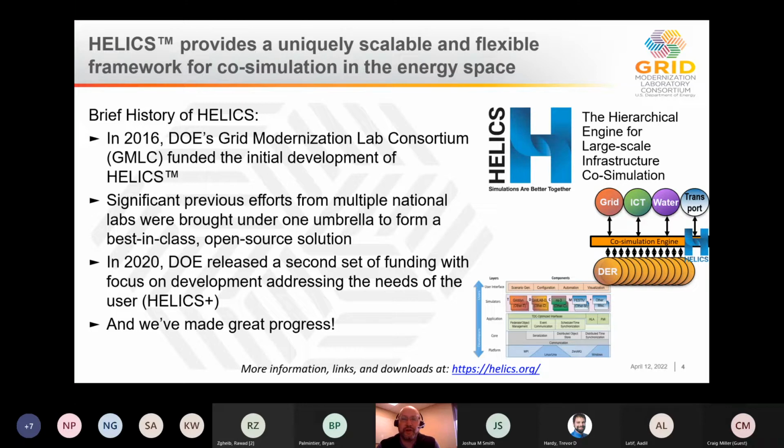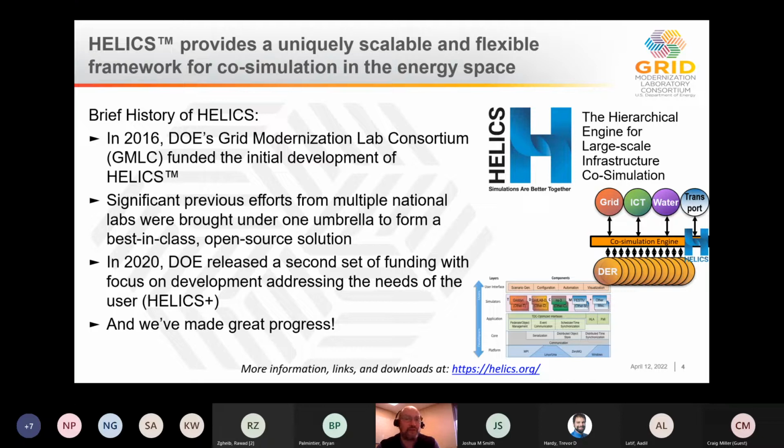That had a 3-year time run, which was wonderful. We were able to get the tools off the ground, really get it going, and got the core and application layers pretty well defined. But then, in 2020, just at the beginning of the pandemic, DOE released a second set of funding for us, which has allowed us to focus on what we call the Helix Plus project. So if you see those two different terms, Helix is the core software, and Helix Plus is the project that we're using to develop it right now. And really, we've been focusing much more on the usability, some of the application layers, integrating more simulators, and really just trying to improve the way that Helix is used across the community.